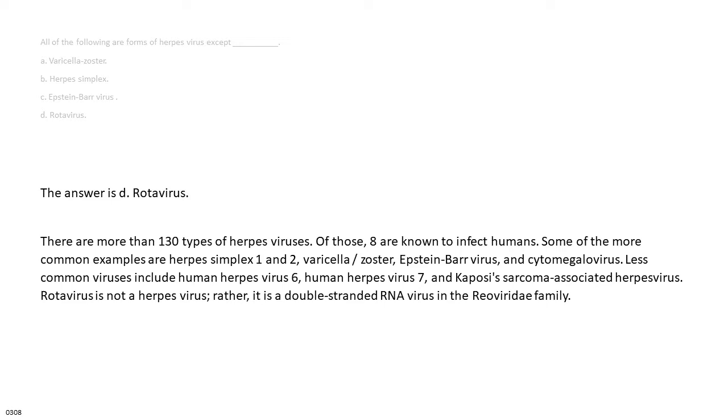The answer is D. Rotavirus. There are more than 130 types of herpes viruses. Of those, 8 are known to infect humans. Some of the more common examples are herpes simplex 1 and 2, varicella zoster, Epstein-Barr virus, and cytomegalovirus. Less common viruses include human herpes virus 6, human herpes virus 7, and Kaposi's sarcoma-associated herpes virus. Rotavirus is not a herpes virus, rather, it is a double-stranded RNA virus in the Reoviridae family.